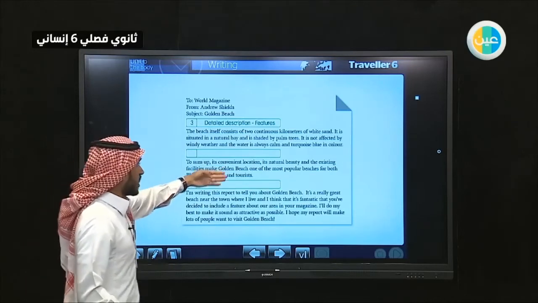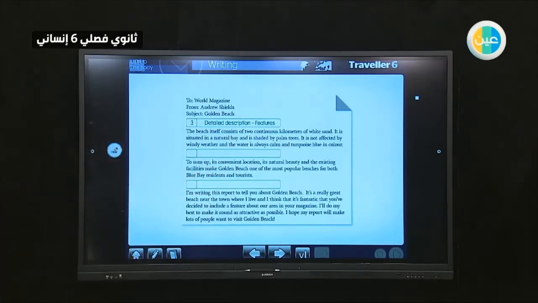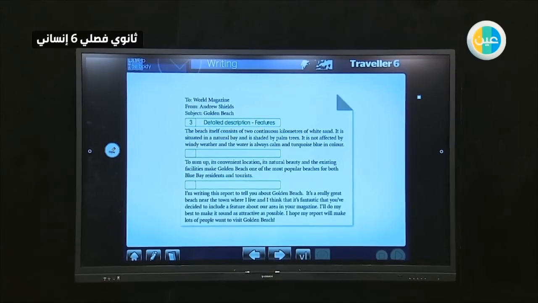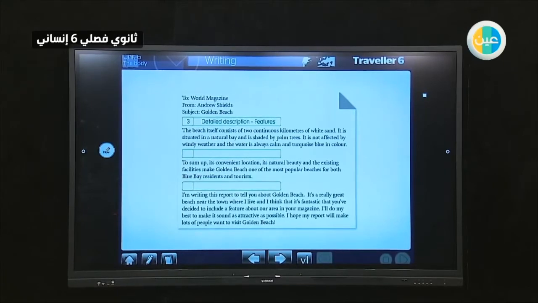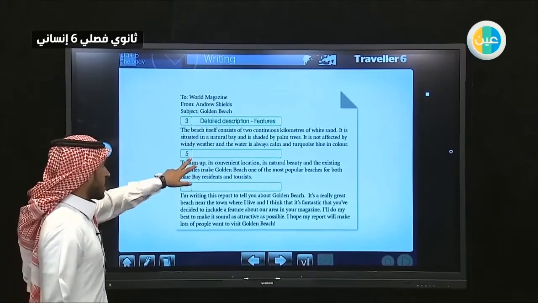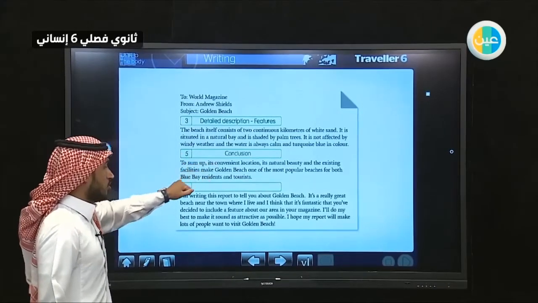To sum up, its convenient location, its natural beauty and the exciting facilities make Golden Beach one of the most popular beaches for both Blue Bay residents and tourists. Okay, this is clearly the last one, the fifth, which is the conclusion.